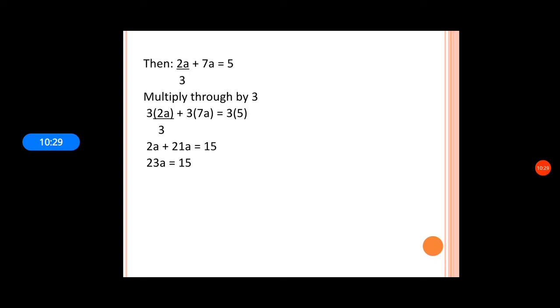Remember, we are not looking for 23, we are looking for the value of a. So what do we do? We divide both sides by 23. So we have 23a over 23 equals 15 over 23. 23 cancels 23, then our answer is 15 over 23. So the unknown variable is 15 over 23.